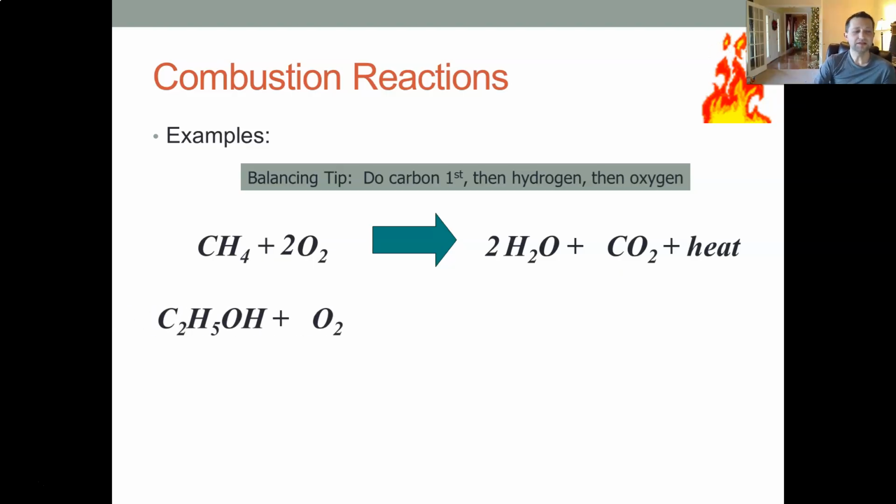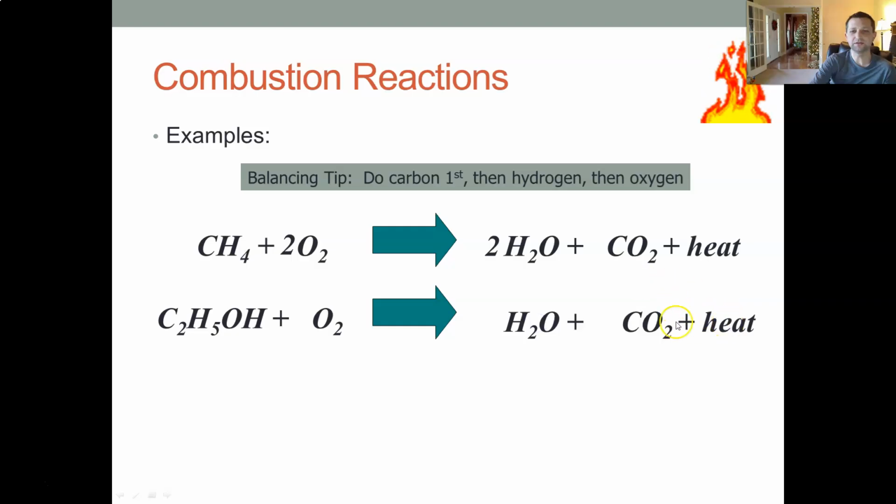Okay, next one is ethanol, it looks like. Ethanol has 2 carbons in it and an OH group at the end. That's how I know that. That's some organic chemistry stuff you'll do if you ever take that course. So it's still a hydrocarbon, C's and H's, plus O2. Yields what? Well, combustion reactions have the same products for the most part. You have H2O, CO2, and heat.